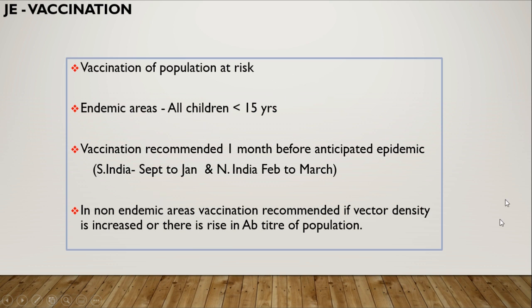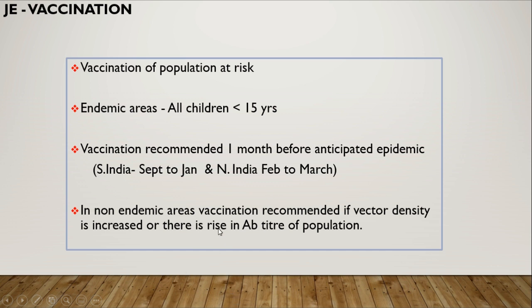So vaccination is always given to people or population who are under severe risk of getting this epidemic or endemic. And in an endemic area, all children below the age of 15 years must get this vaccination. And vaccination is recommended 1 month before the anticipated epidemic if you suspect this kind of infection. For example, in South India, it is usually expected between September to January, and in North India, February to March. This is the season for getting this. There is a high risk of getting this infection in these periods.